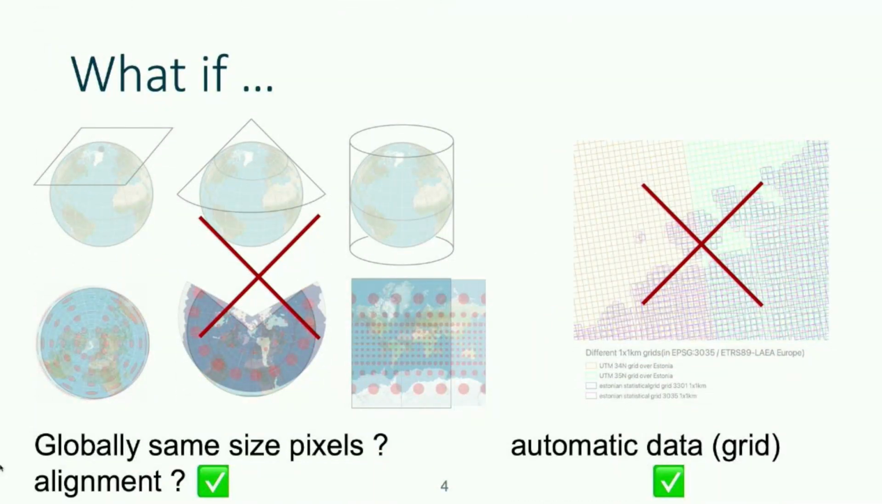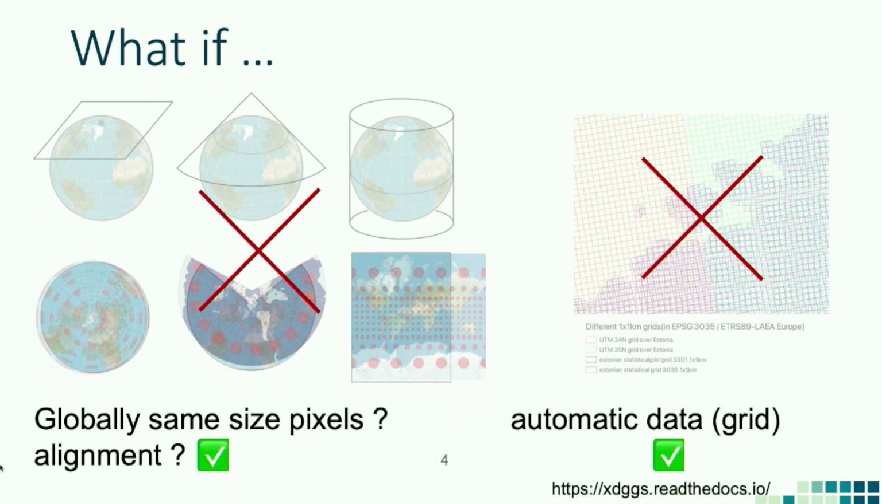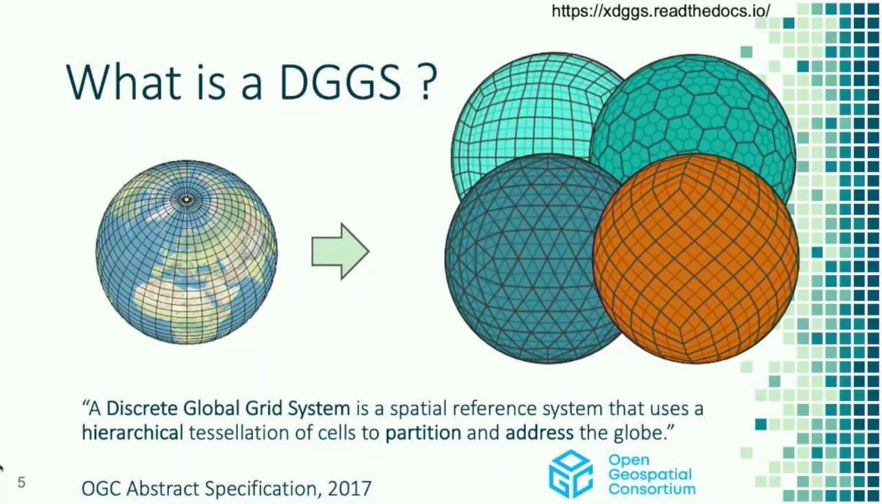What if we wouldn't have to deal with that? Let's assume we have something where we can put pixels that have the same area representation everywhere on the globe. That will be increasingly important with climate change and the Arctic and Antarctica changes. And what if we had a grid where we don't have to move grid cells left and right to make sure that they fit? How can we do that? With a discrete global grid system.